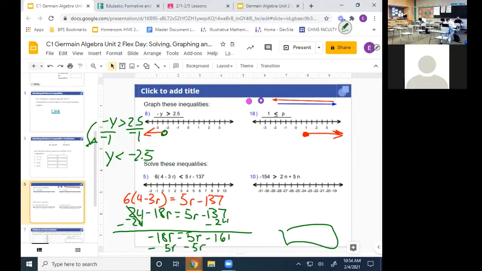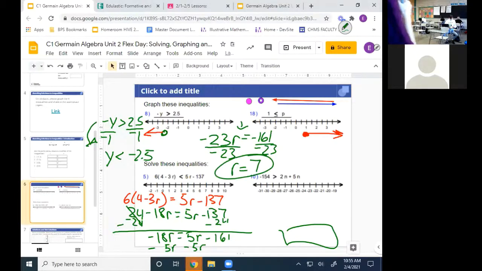Okay, I'm going to come up here. So I'm going to have negative 18 plus 5 is negative 13. Negative 23r is equal to negative 161, divided by negative 23, divided by negative 23. R is equal to 7. Very good. Okay, so I got r is equal to 7.